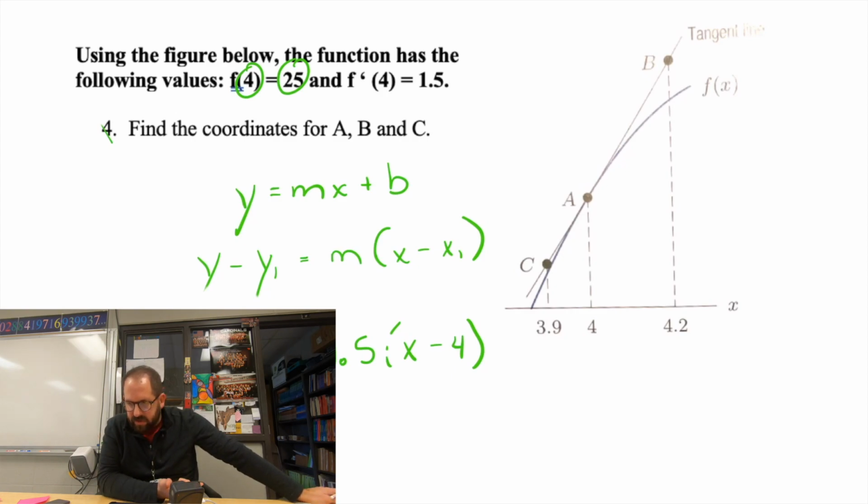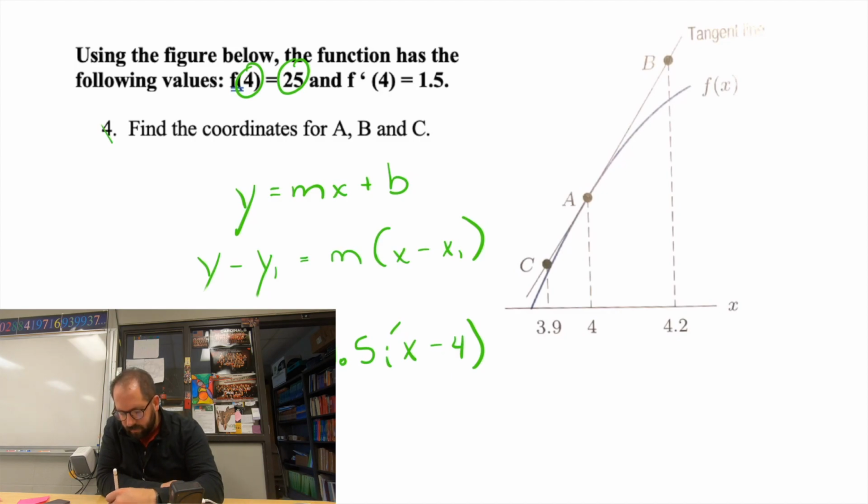Again, x is the number that goes into the function. Y is the other number. That's the 25. And so that's my coordinate, right? And then what I need to find is the other numbers. I need to find the coordinate for A. I need to find the coordinate for B and C. Well, we already have the coordinate for A.